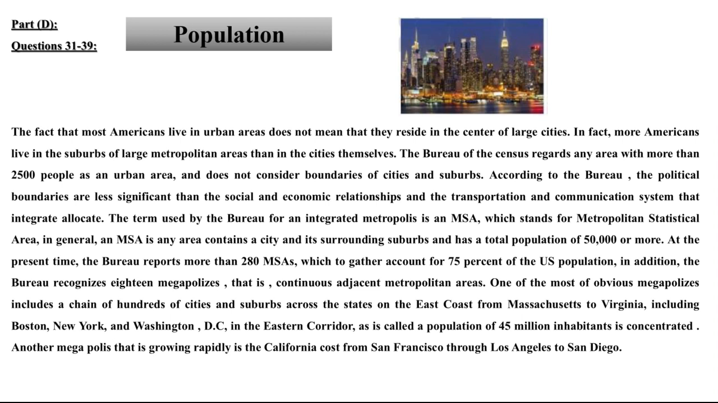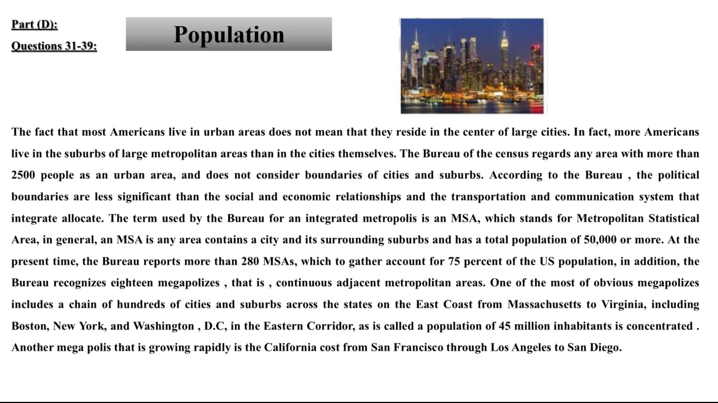The fact that most Americans live in urban areas does not mean that they reside in the center of large cities. In fact, more Americans live in the suburbs of large metropolitan areas than in the cities themselves. The Bureau of the Census regards any area with more than 2,500 people as an urban area, and does not consider boundaries of cities and suburbs.